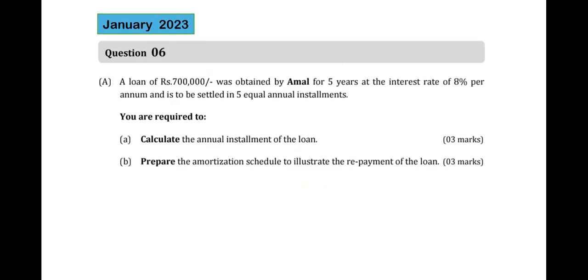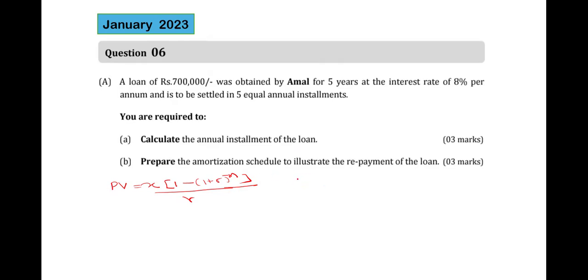Annuity formula. If we get the loan and recover the loan using equal payments, that is annuity. The same one. Then PV equals x times, open bracket, 1 minus 1 plus r to the power minus n, divided by r. Close the bracket, divide by r.